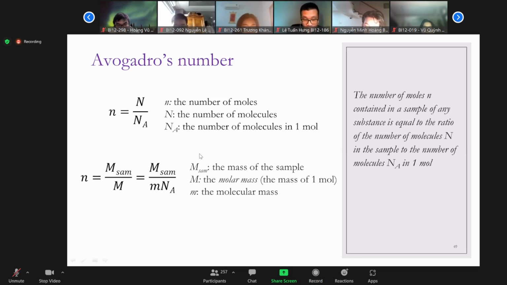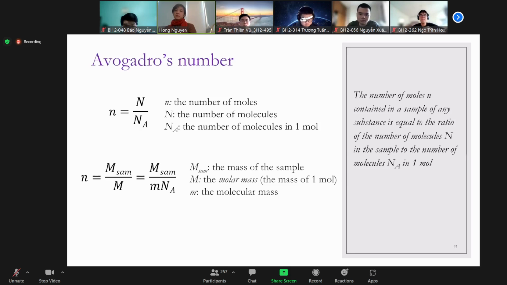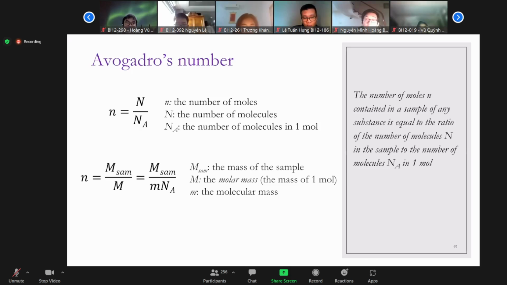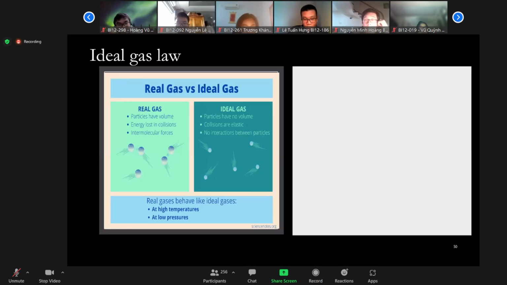Do not make mistakes. When you see a lot of n or a lot of m here, sometimes you make the mistake of confusing what is the big M, what is the small m, what is the mass of the sample, and so on. Please be very careful here. This is simple, but do not make mistakes. Khi mà chúng ta cứ nhìn thấy quá nhiều chữ N, quá nhiều chữ M, đôi khi chúng ta bị lẫn.